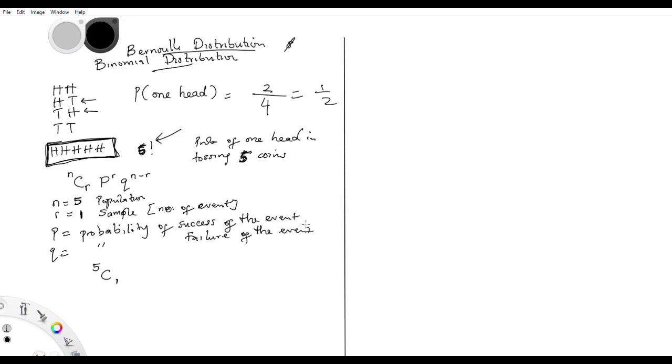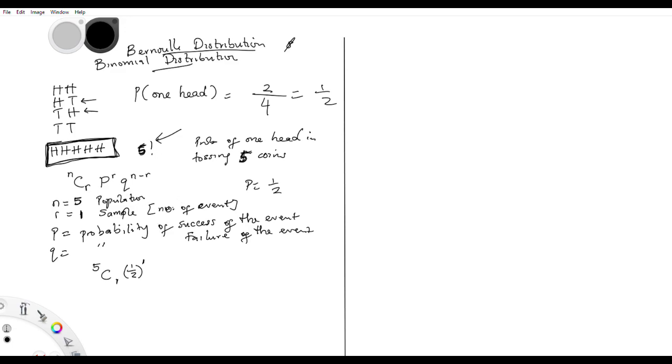That's a success. You're going to use the unit, just one. So what's the probability of getting a head when tossing one coin? That's 1 out of 2. So P is 1 out of 2 raised to the power of R. R is 1. Now Q is a failure.